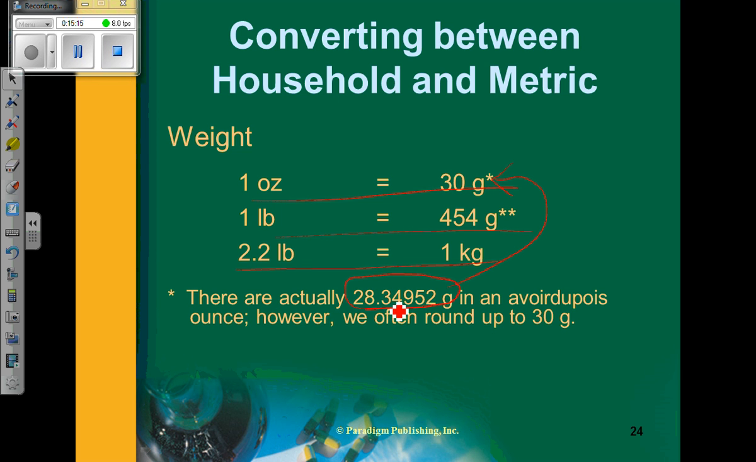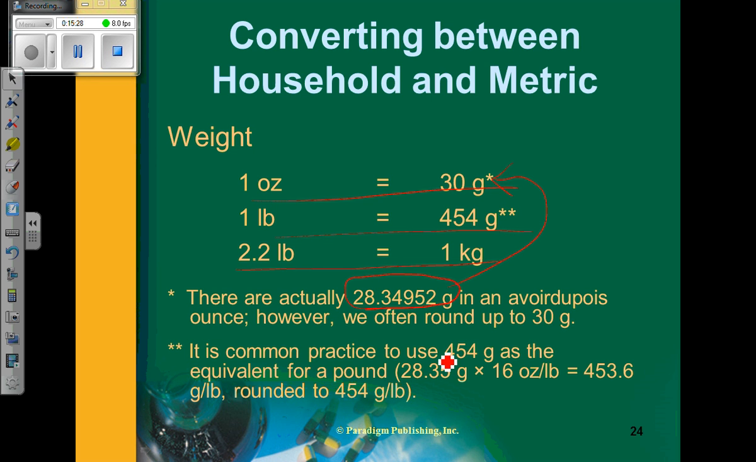The 28.34952 grams is in the avoirdupois ounce. However, we often use the rounded up version, which is 30 grams. It is common practice to use 454 grams as the equivalent for a pound, but if you wanted the accurate amount, it is 453.6. They took the 28.35 grams times 16 to make 16 ounces, and 453.6 is the accurate. The rounded version is 454 grams per pound.